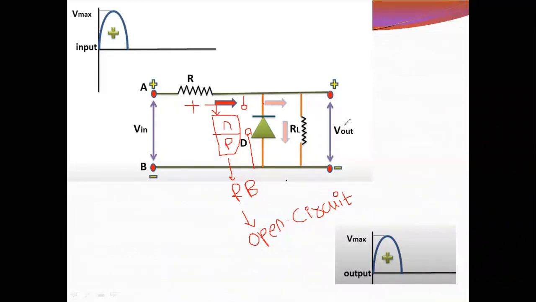Is there any possibility of current flowing in this circuit? I'm redrawing it again, making the diode an open circuit. If the diode is open circuit like this, I am applying the voltage here, which is positive. Suppose plus 10 volts I am applying here. What about the output across this load resistance R L?